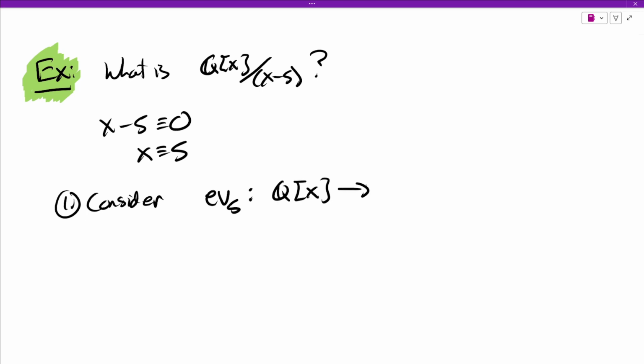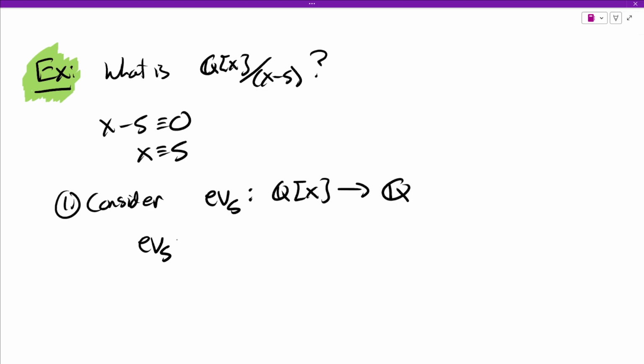And where should it go? Well, it could go to a lot of places. It could go to R, it could go to C, it could go to Q, it could go to other abstract things that contain these. But if we want to identify this object, the quotient ring up here, we don't want to go to larger things. We want to go to the smallest thing that makes sense. And I claim the smallest thing that makes sense is to go to Q. So we're going to consider the evaluation at 5 mapping from Q adjoin x to Q.